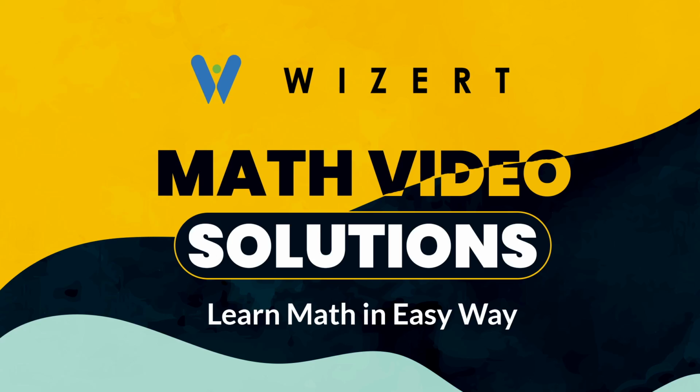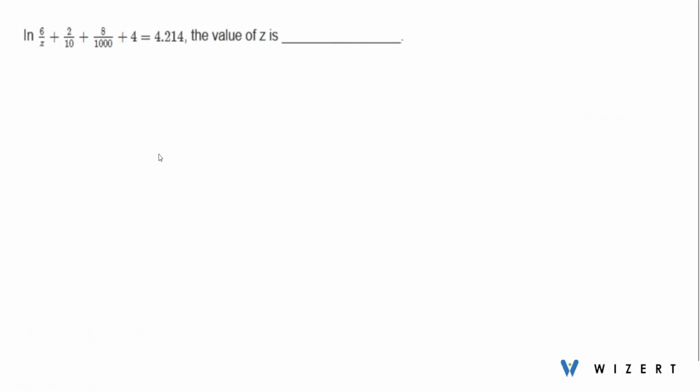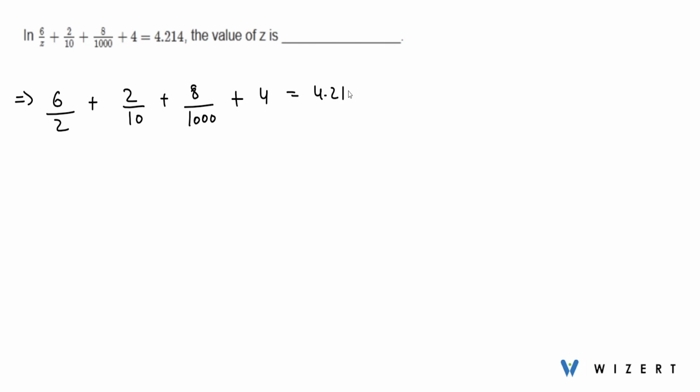So let's begin. According to this question, we have to solve the given equation and find the value of z. So the equation is 6 upon z plus 2 upon 10 plus 8 upon 1000 plus 4 equals 4.214. So 2 upon 10 can be written in decimal form as 0.2.